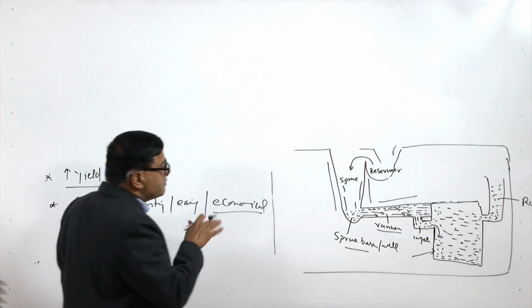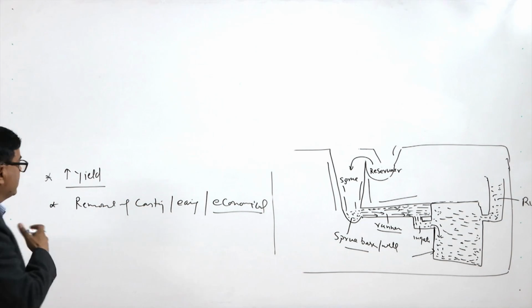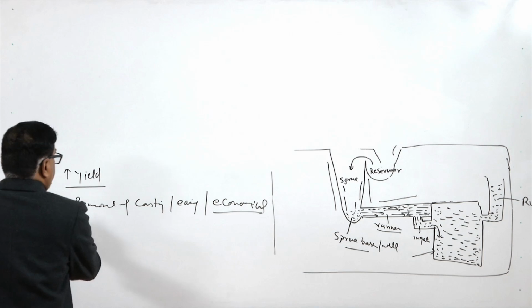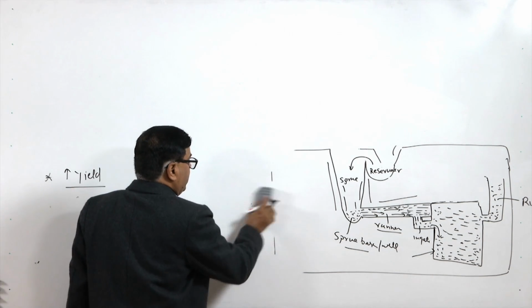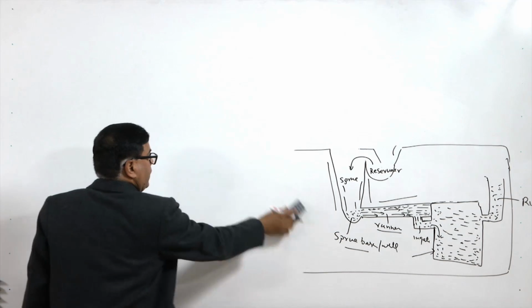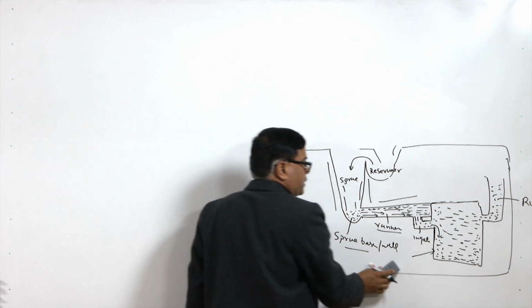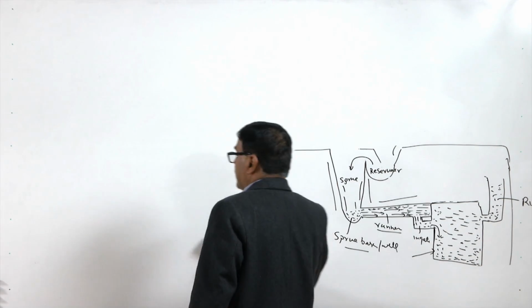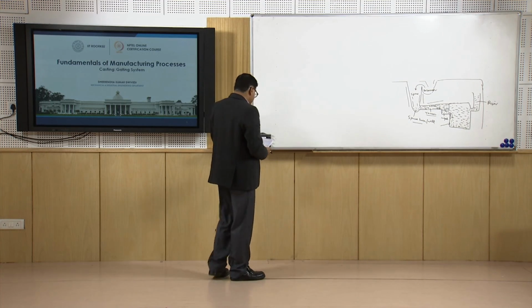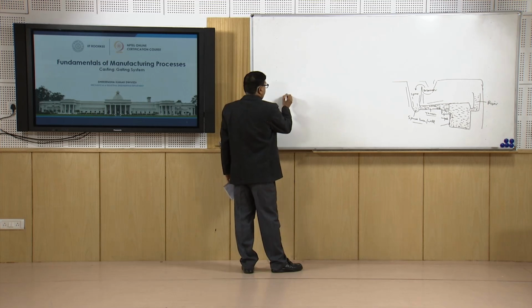So, the gating system is designed and prepared in such a way that it is economical, as well as the castings after solidification can be removed effectively from the mold. So, these are some of the functions which are expected from the gating system. Now, we will go component-wise and look at the role performed by each of them.